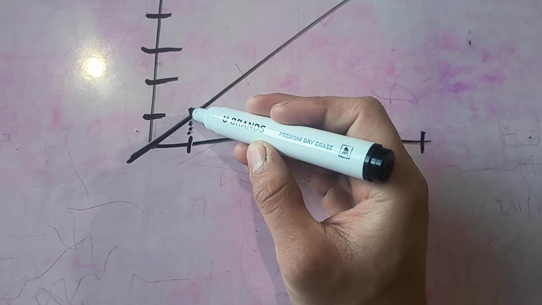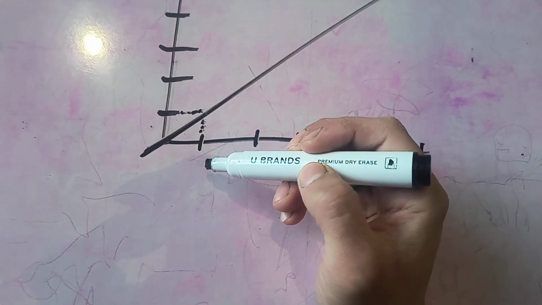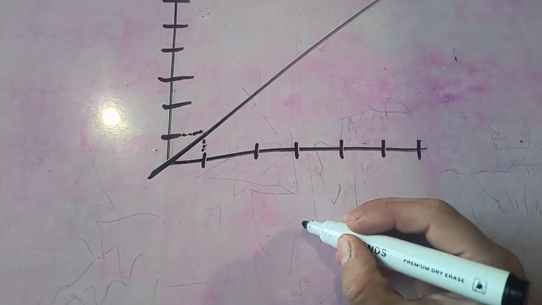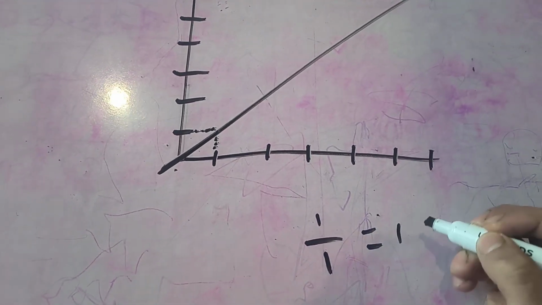Oh, it seems to be 1, so it seems to move one space in y. So the change in y right here was just 1 over the change in x, which is just 1. So it seems to be just 1. The slope seems to be 1.